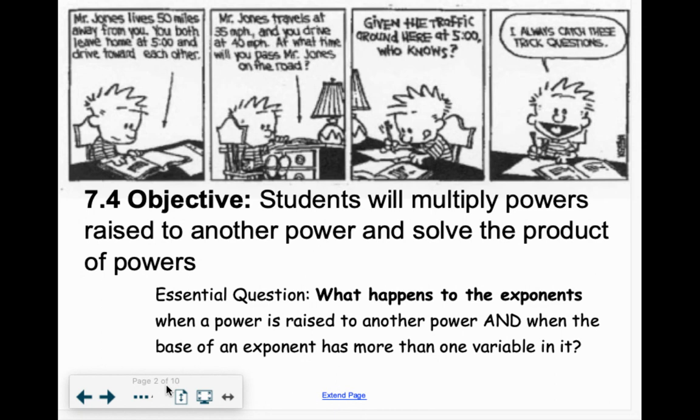So for today, our objective is students will multiply powers raised to another power and solve the product of powers. And our essential question: what happens to the exponents when a power is raised to another power, and when the base of an exponent has more than one variable in it?